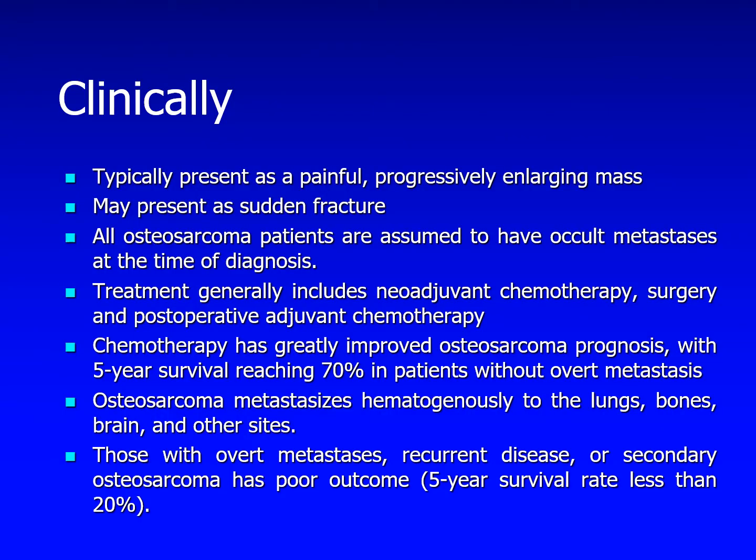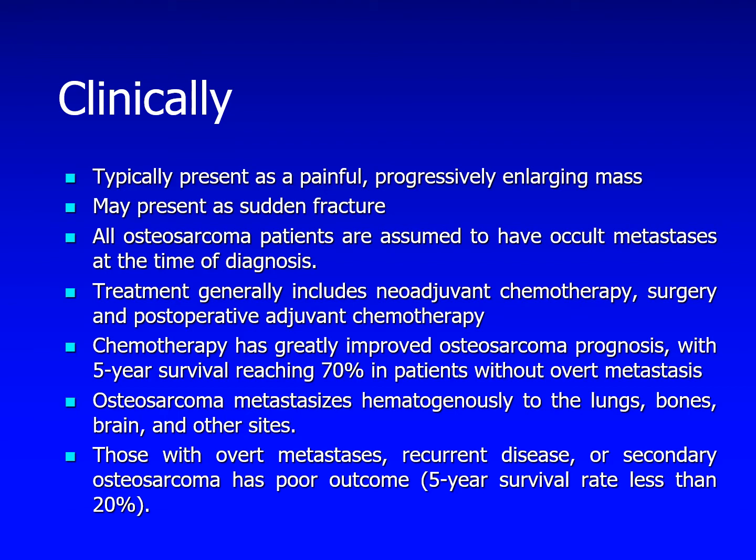Osteosarcoma typically presents as a painful, progressively enlarging mass. It may present as a sudden fracture. All osteosarcoma patients are assumed to have occult or unidentified metastasis at the time of diagnosis. Treatment generally includes neoadjuvant chemotherapy, or chemotherapy given before the main treatment, that is surgery, and post-op adjuvant chemotherapy.